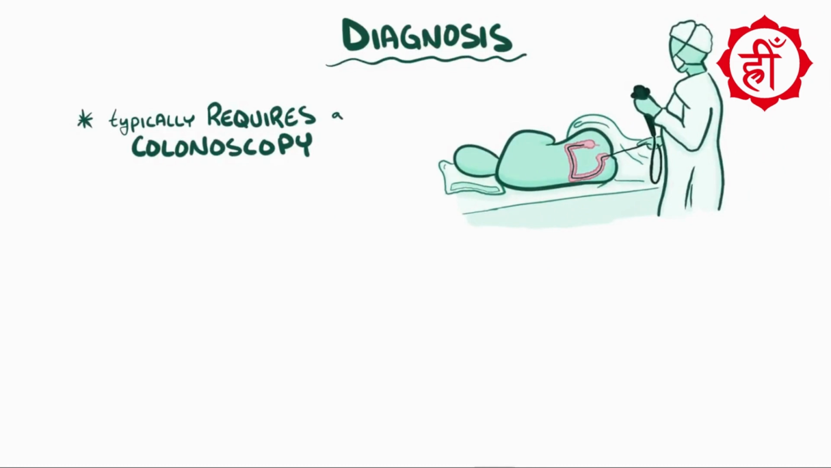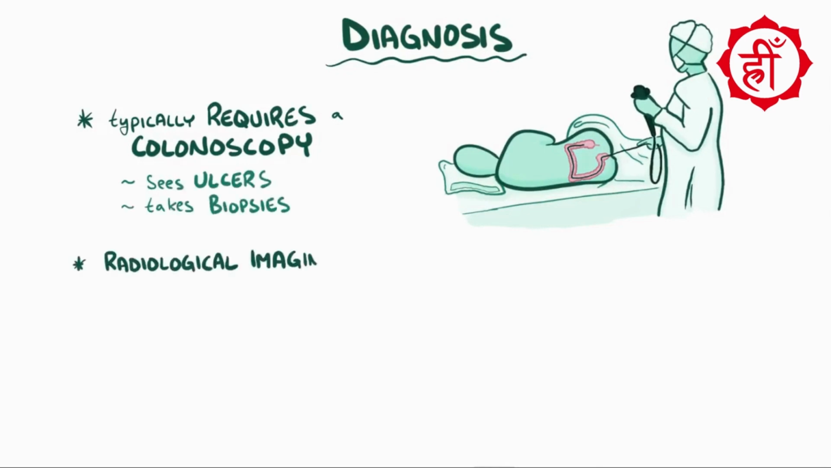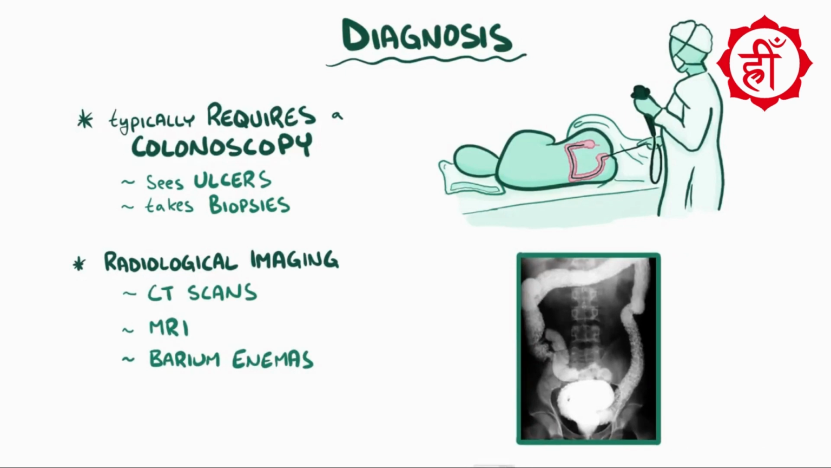Diagnosis of ulcerative colitis typically requires colonoscopy, which is when a long tube with a camera at the end is inserted retrograde through the anus, and into the rectum and colon to see the ulcers, and take a biopsy. In addition, radiological imaging might be done with the help of a CT scan, MRI, a barium enema, which is where a liquid is injected into the rectum through a small tube, and an X-ray, which are taken to look for abnormalities in the large intestines.